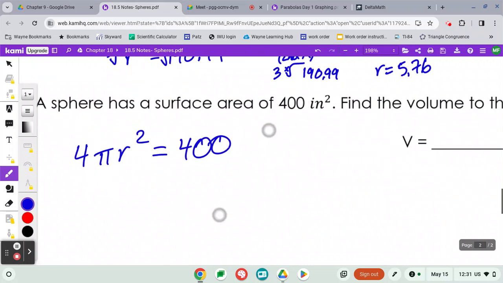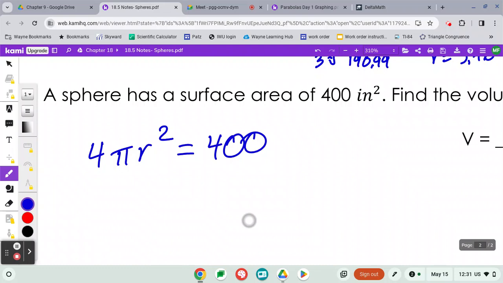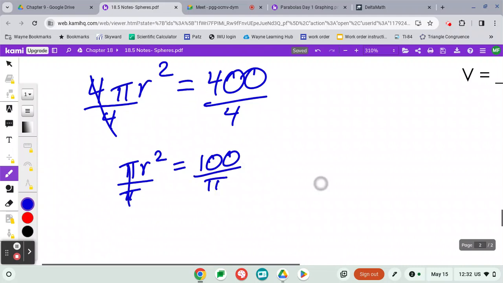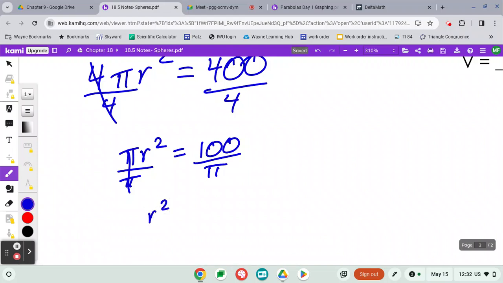Okay, at this point, what would you do first? Divide by 4. That's going to be the easiest. What is 400 divided by 4? 100. Okay. Now what should I do? Divide by pi. So you'll do 100 divided by pi. And what do we get? 31.83. All right, good.